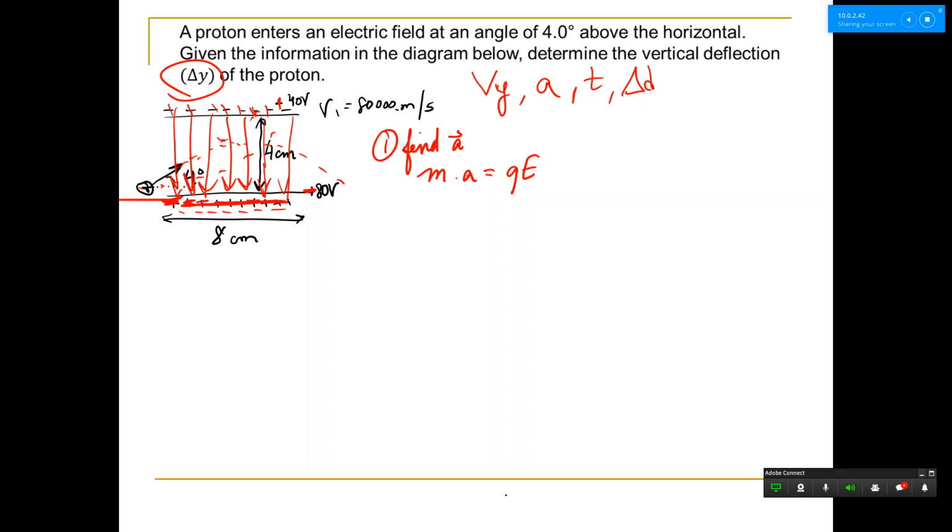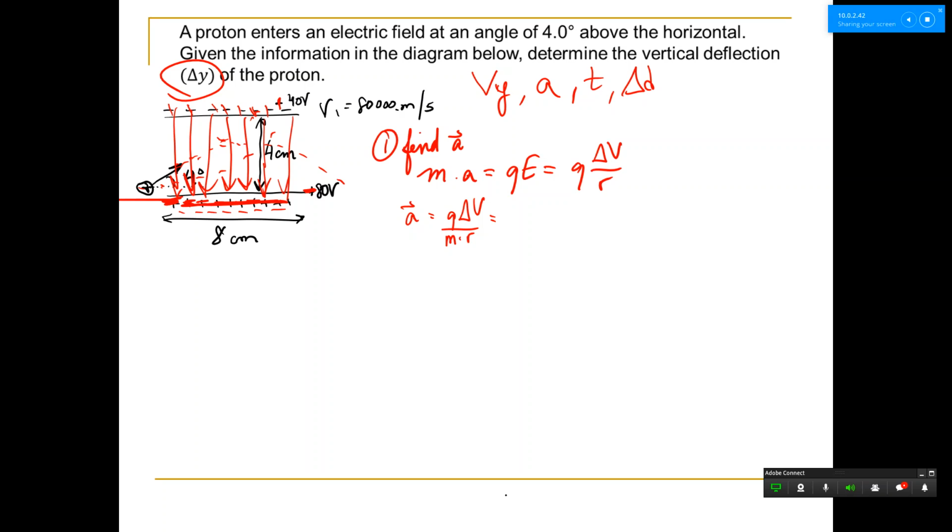Do we have the electric field? We don't have the electric field, but we have an expression for the electric field. Do you guys remember what it was? It had to do with V, exactly, V divided by R, or delta V over R. So now I can solve for A. A is equal to Q delta V over M times R. And just fill in everything.